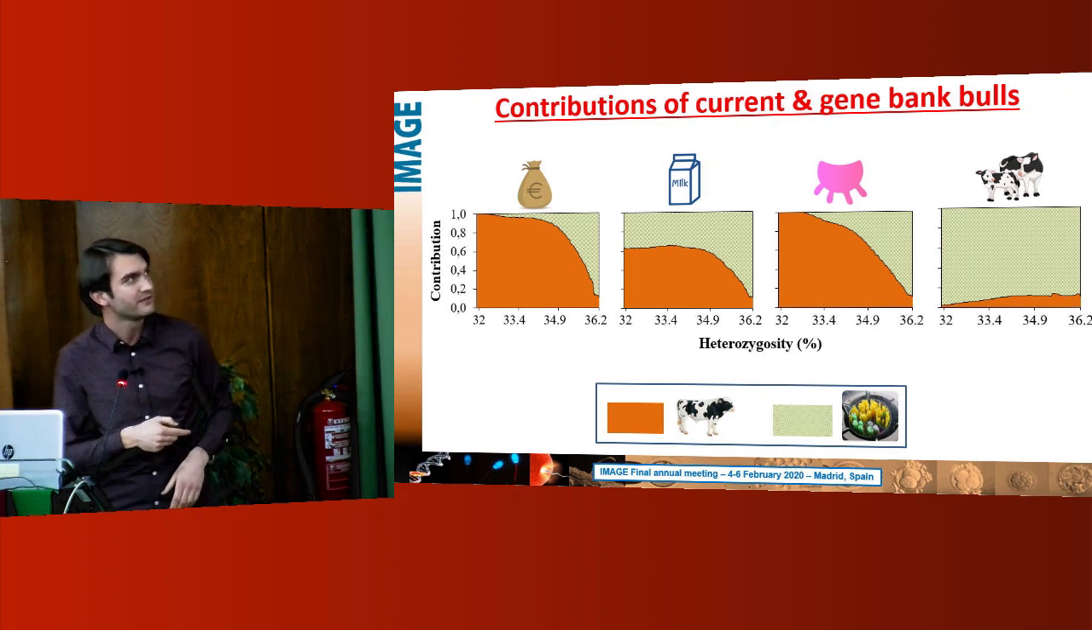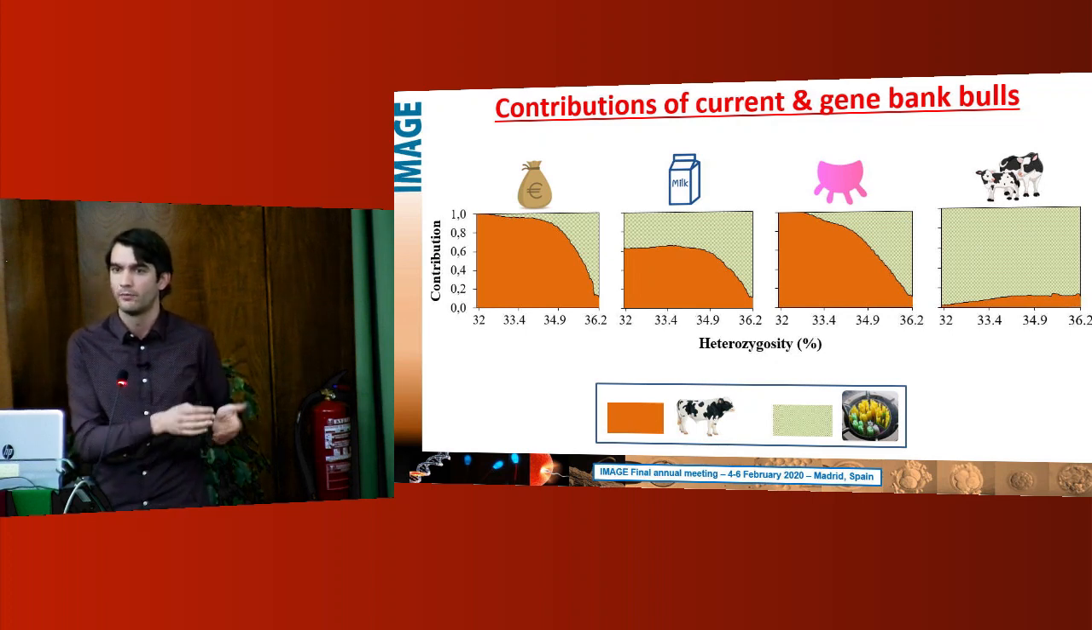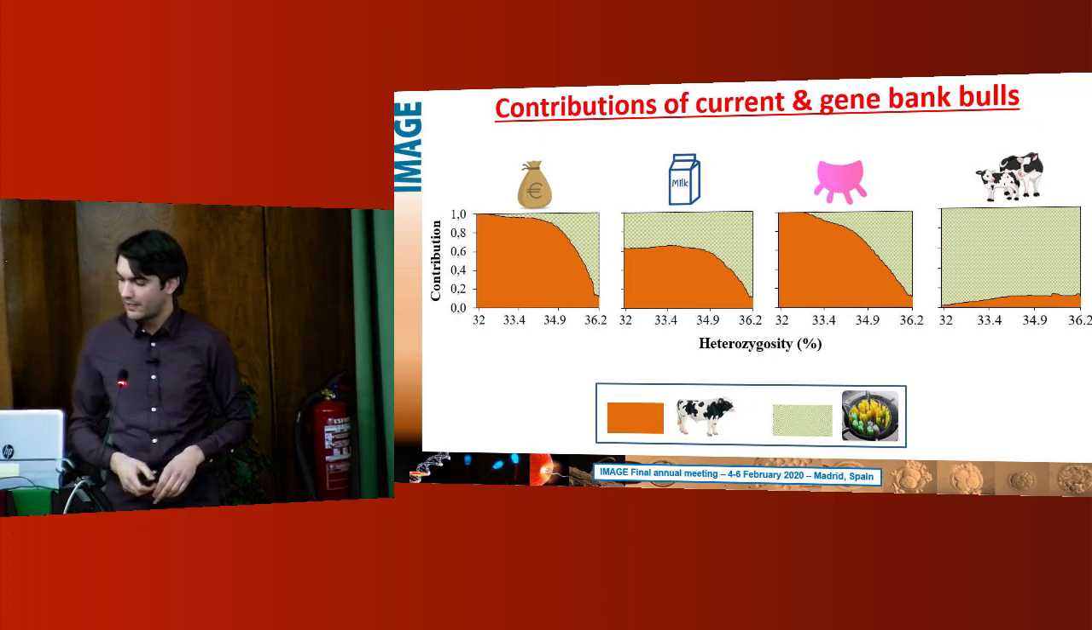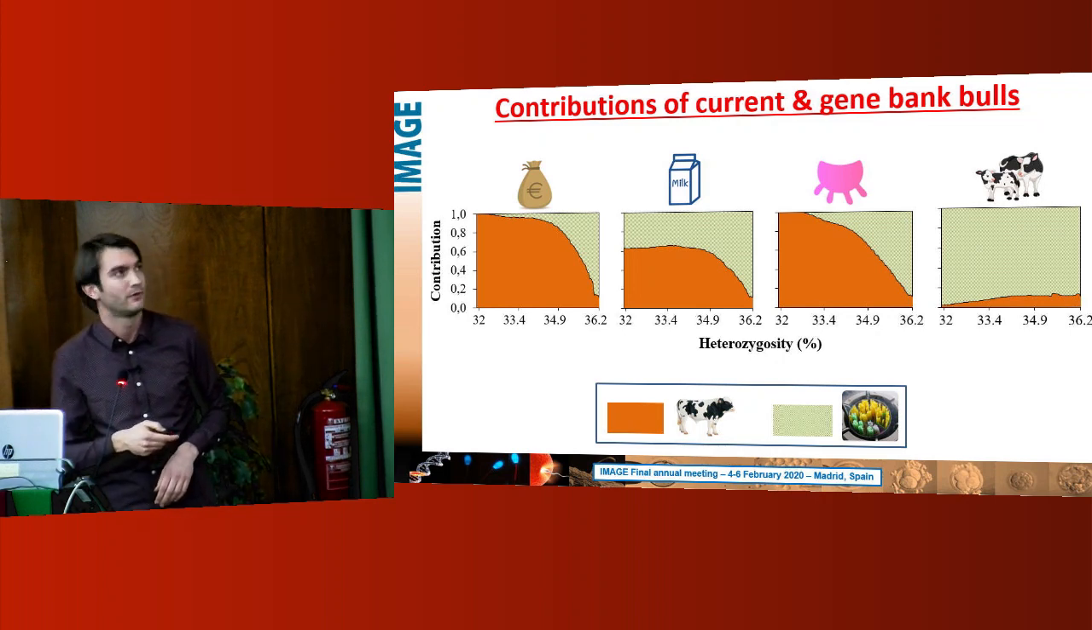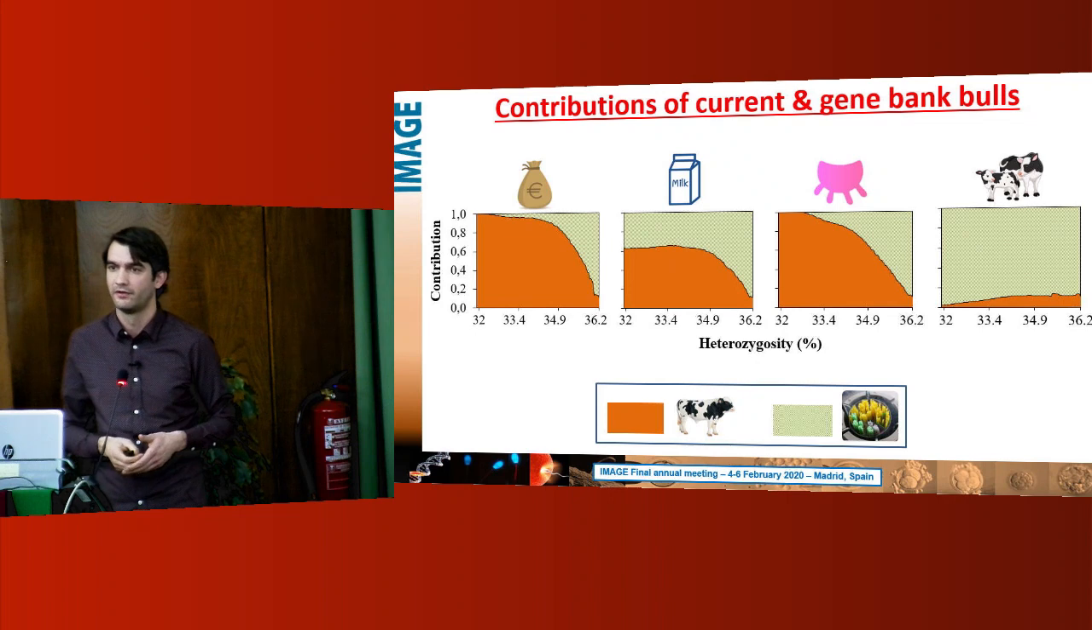What we see for the total merit is that at the moment we do not focus on diversity, so we focus mostly on merit, we only select current bulls. However, if we focus mostly on diversity, then 80 to 90% of the contributions actually go to this old material. Now we can look at the same figures for the other traits, and what's especially noticeable is that for fertility, wherever you are in terms of diversity, 80 to 90% always goes to the gene bank bulls.